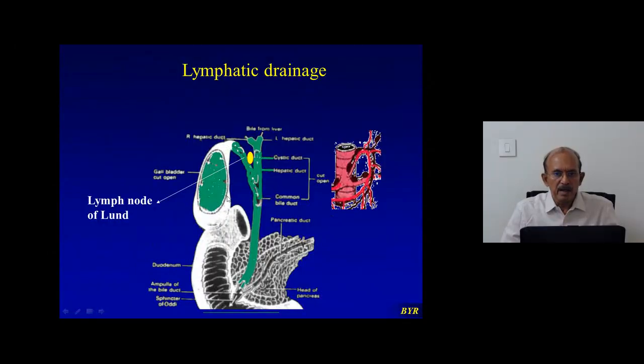The lymph from the gallbladder mainly drains to a lymph node situated in the Y junction of the cystic duct and common hepatic duct. This is called the lymph node of Lund. This lymph node is very constantly present over the upper border of the cystic duct. In the operation of cholecystectomy, if you find it difficult to identify the cystic duct, then you look for this particular lymph node. If a lymph node is found, then in the vicinity of the lymph node, you will find the duct, the cystic duct.